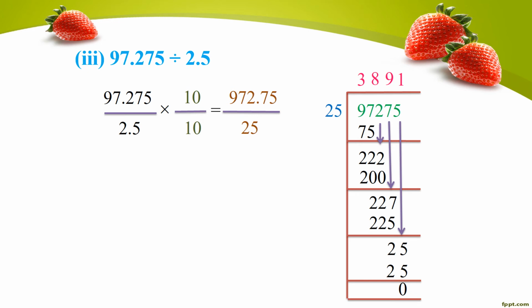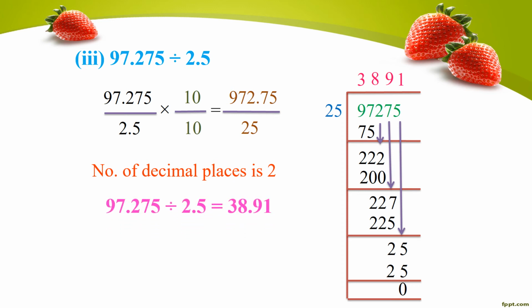Now, the number of decimal places is 2. So we have to shift 2 places from right to left in the quotient. On doing so, we get 38.91 as the result for the sum. Therefore, 97.275 divided by 2.5 is equal to 38.91.